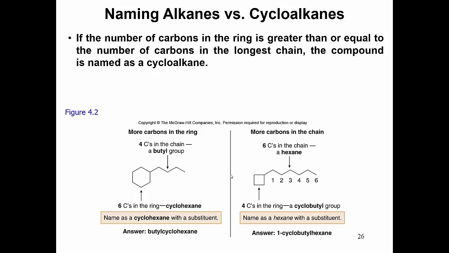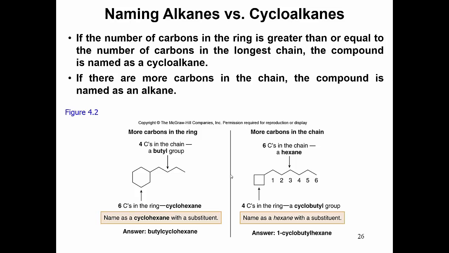Okay, now if the number of carbons in the ring is greater than or equal to the number of carbons in the longest chain, we name it as a parent cycloalkane. But what if there are more carbons in the chain than there are in the ring? Well, then we name it as an alkane. Okay, so on the left side, the example, we have a cyclohexane attached to 4 carbons.